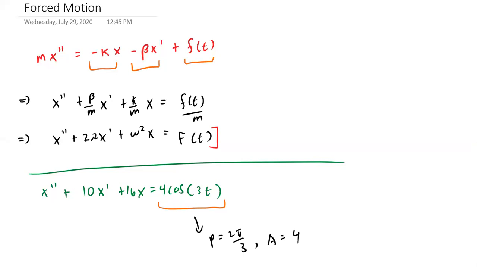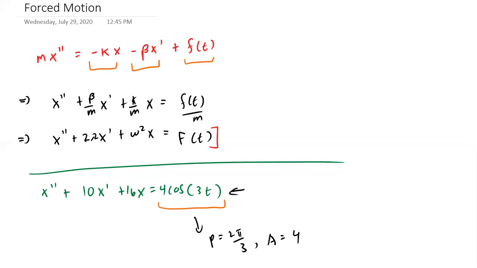Then you could say that even though we get solutions from that, we're forcing oscillations that have a period of 2 pi over 3 and an amplitude of 4 into the system. And then, of course, if we're forcing it into the system, we're forcing it into the solution, right? So you can go ahead and find the solution to this, see what the solution looks like, and see how this forced motion here affects the solutions.